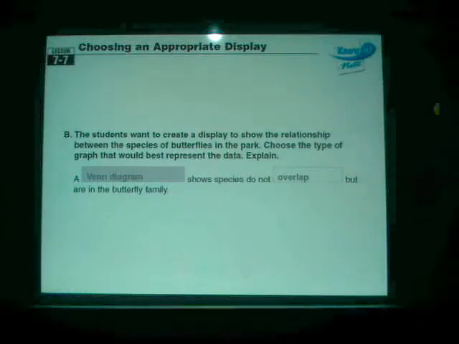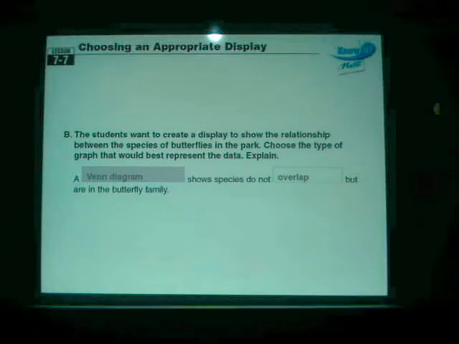The students want to create a display to show the relationship between the species of butterflies in the park. Choose the type of graph that would best represent the data and explain. In this case, the Venn diagram shows species that do not overlap but are in the butterfly family. Now, we don't really spend any time in the math book talking about a Venn diagram, but you do often talk about Venn diagrams in English and language arts classes, usually when you're preparing to write a compare and contrast essay.